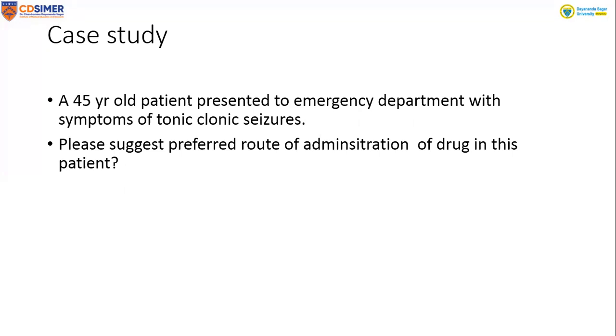So which kind of route can be selected for this patient? As you know, the patient is in tonic-clonic seizure and presented to the emergency department. The patient is middle-aged. Obviously, since the patient is coming to emergency, the patient must have an emergency situation, maybe unconscious also, and tonic-clonic seizures are going on. Maybe this patient may be a status epilepticus patient also.